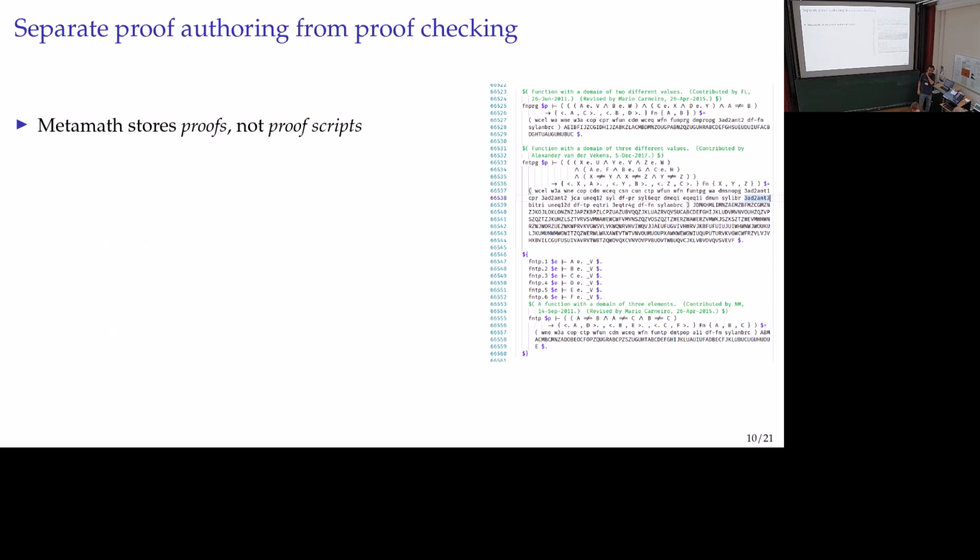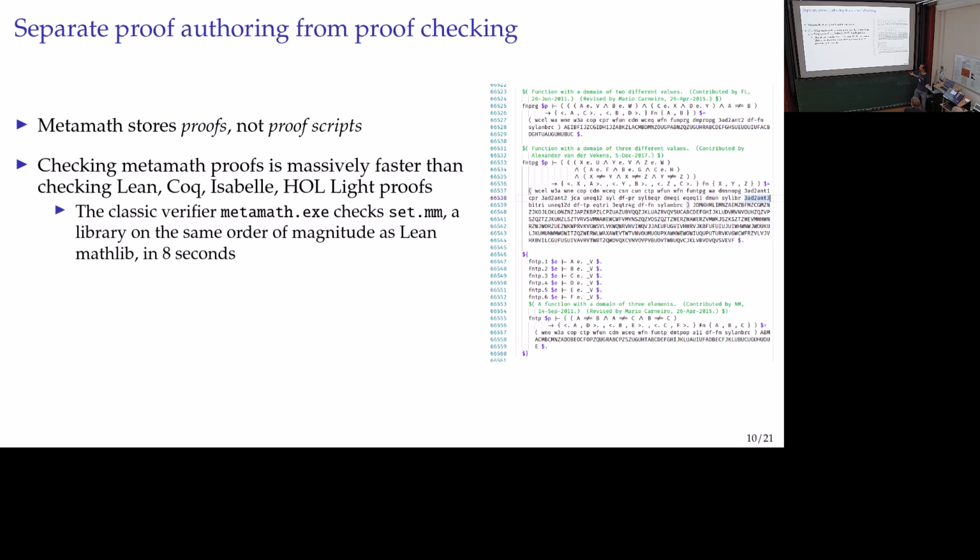The way that Metamath accomplishes this is through the crazy garbage over here. It stores proofs, not proof scripts. This is not an encoded version of simp. This is an encoded version of the actual proof, the proof object.